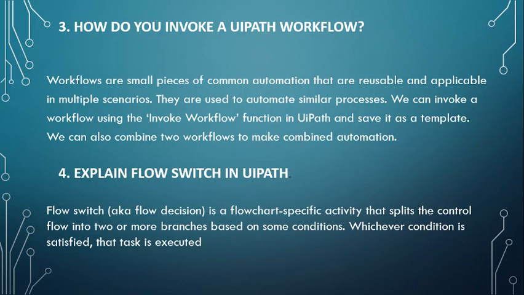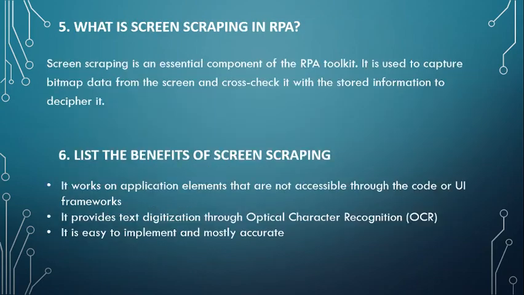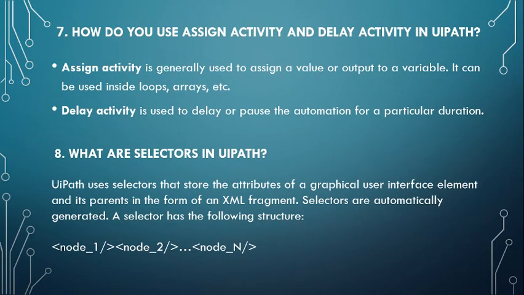The fourth question is, explain flow switch in UiPath. What is flow switch? Flow switch or flow decision is a flowchart-specific activity that splits the control flow into two or more branches based on some conditions. Whichever condition is satisfied, that particular task is executed.